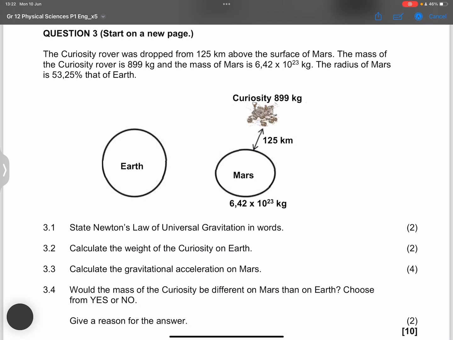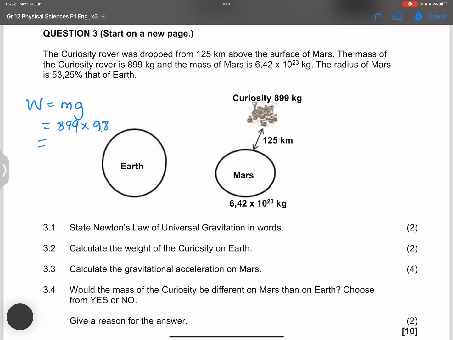They say calculate the weight of Curiosity on Earth. So now if we wanted to find out the weight of Curiosity on Earth, all we're going to do is say weight is mass times gravitational acceleration. We know the gravitational acceleration on Earth. So we're going to just simply say it's going to be the mass, which is 899, times gravitational acceleration, which is 9.8.